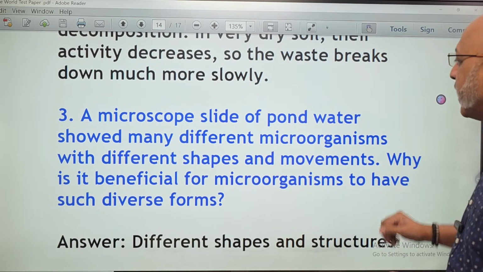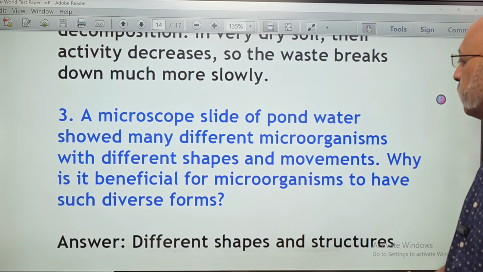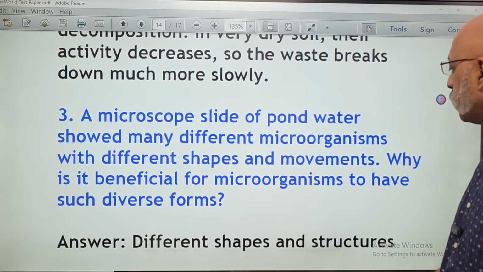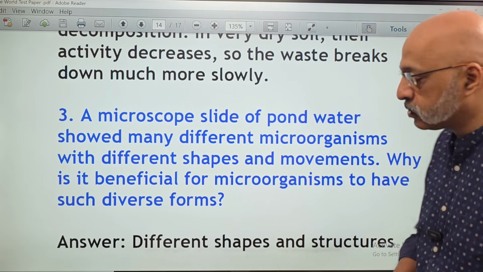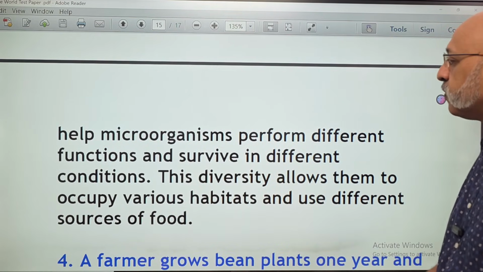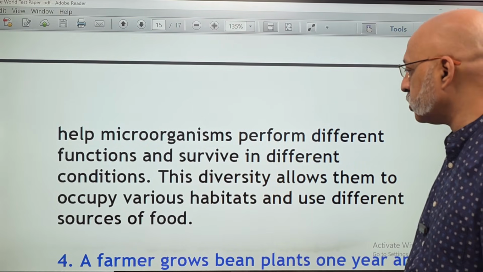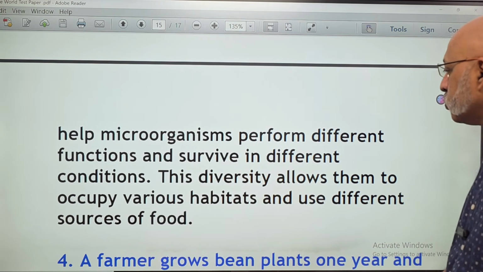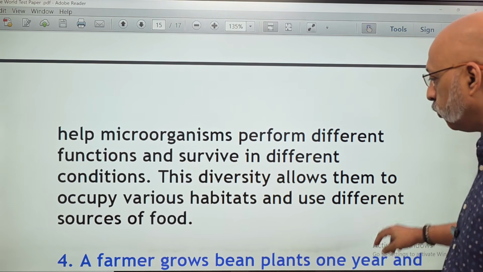A microscope slide of pond water showed many different microorganisms with different shapes and movements. Why is it beneficial for microorganisms to have such diverse forms? Different shapes and structures help microorganisms perform different functions and survive in different conditions. This diversity allows them to occupy different habitats and use different sources of food.